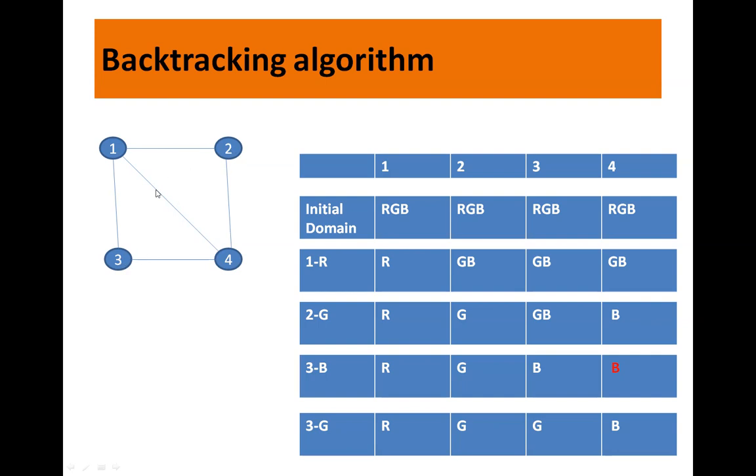Now 3 and 2 can both have green color because there is no connectivity; they are not adjacent to each other. So the final solution you get is like this: 1 is red, 4 is blue, 2 is green and 3 is green. 1 is adjacent to 2, 3 and 4, so all these three have different colors compared to 1. 3 and 2 can have the same color because they are not adjacent to each other. I hope it is clear.